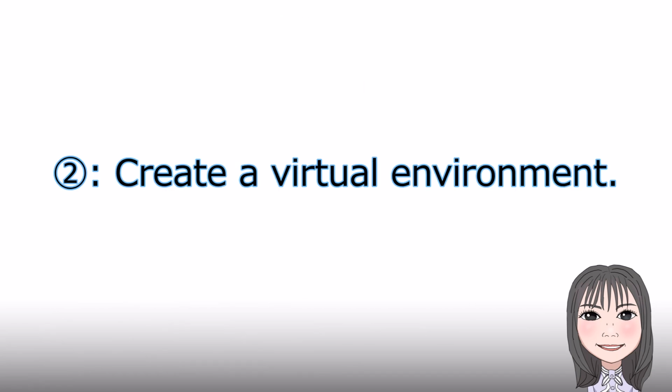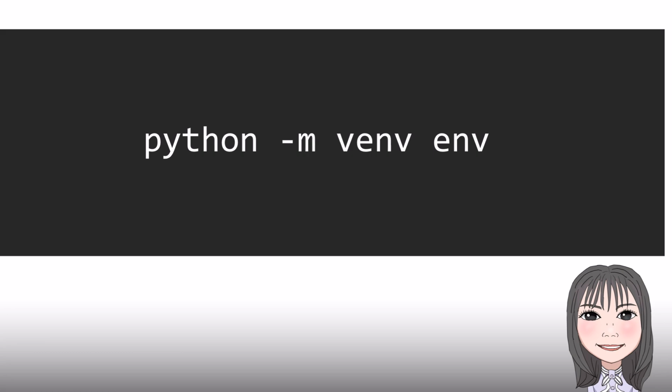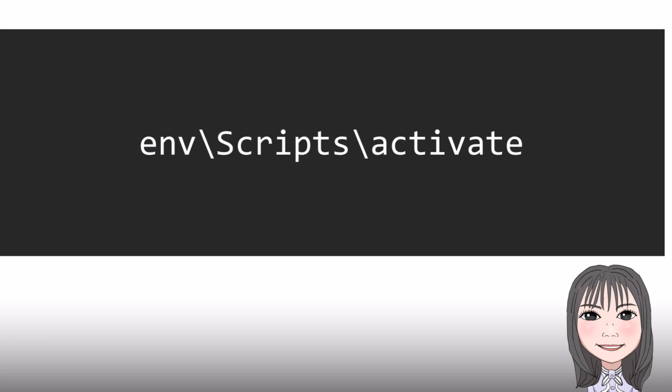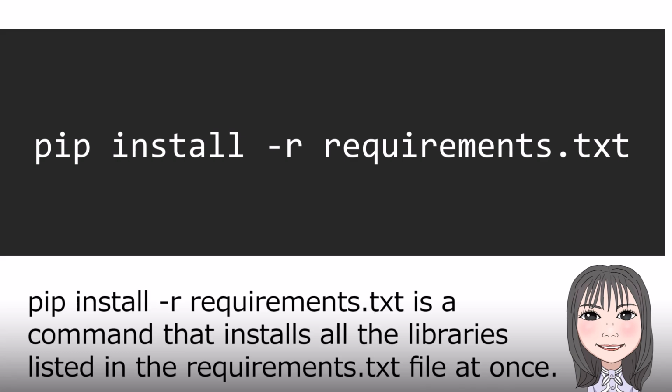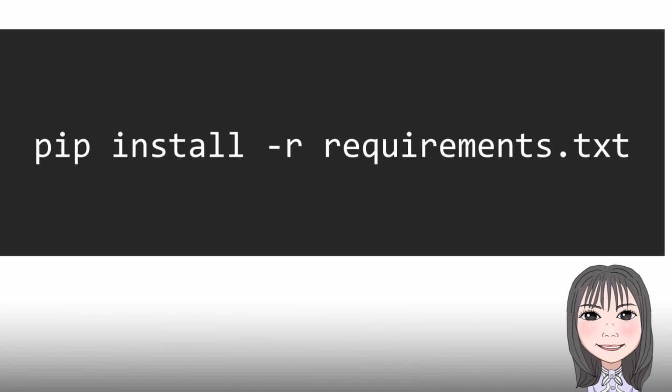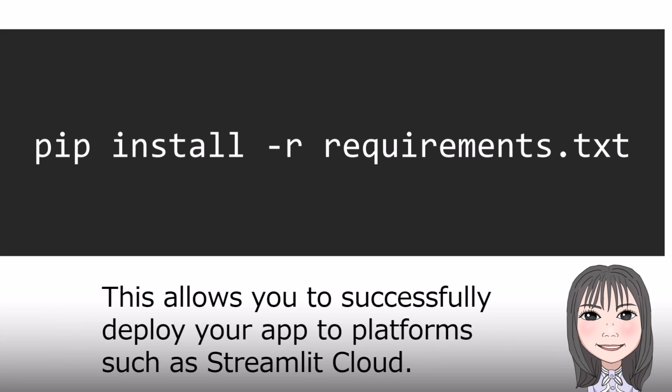Create a virtual environment. You will run the following commands in the terminal, in order. pip install -r requirements.txt is a command that installs all the libraries listed in the requirements.txt file at once. For example, if Streamlit is listed in this file, it will be automatically installed. This allows you to successfully deploy your app to platforms such as Streamlit Cloud.